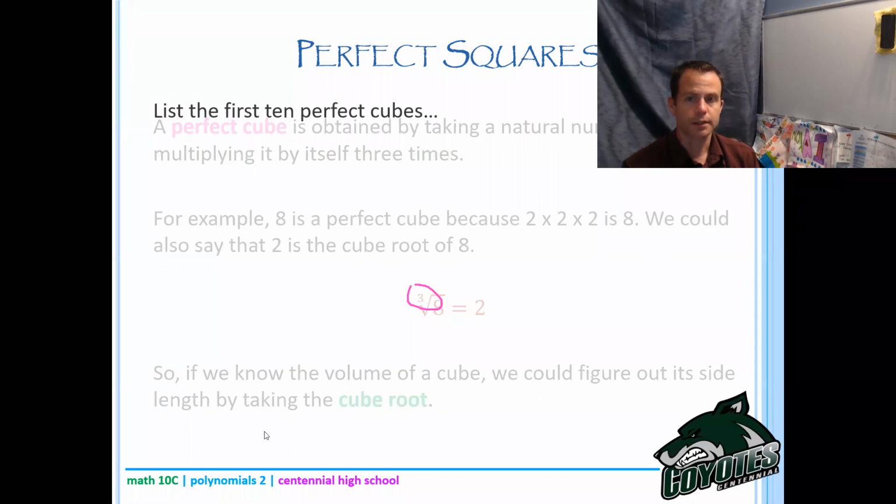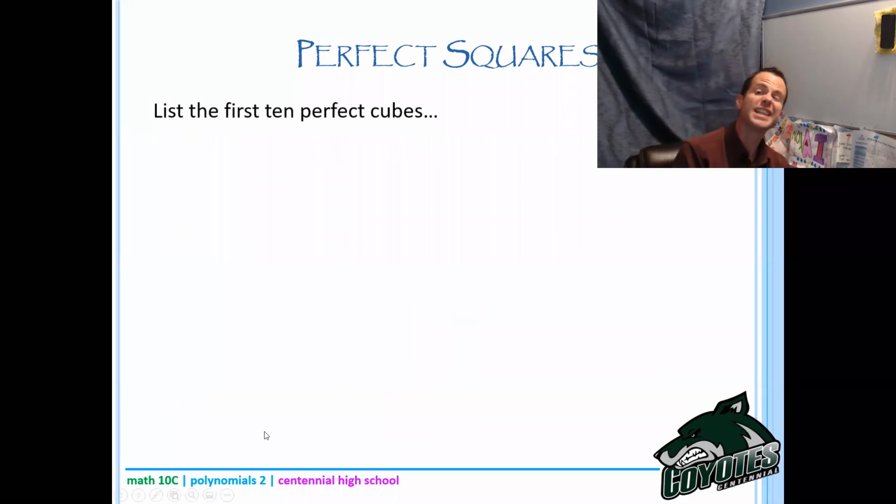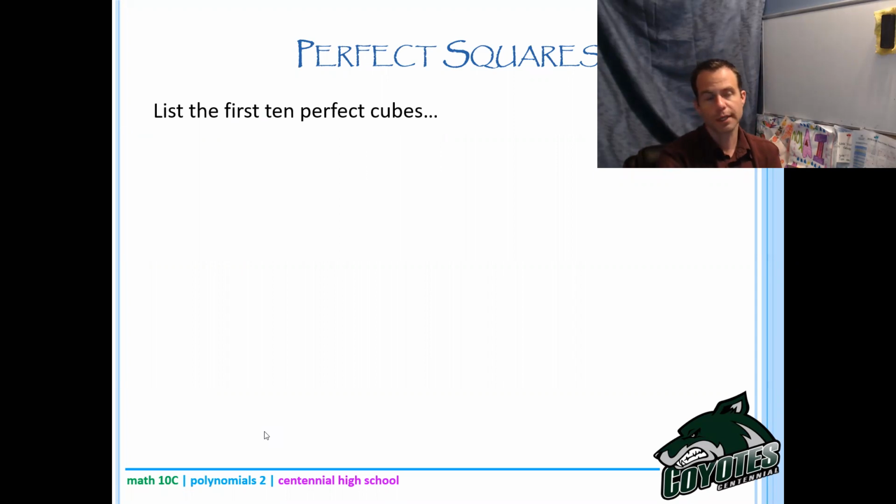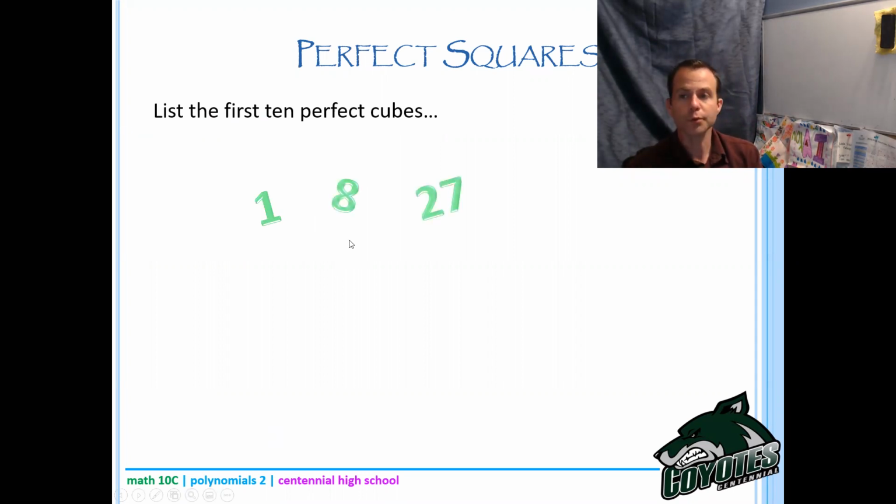All right. So I would like you to have memorized your first 10 perfect cubes. We don't need to go all the way to 15, but we should be able to go to the first 10. So 1 times 1 times 1 is 1. That one's pretty straightforward. 2 times 2 times 2 is 8. 3 times 3 times 3 is 27. 4 times 4 times 4 is 64. I'd hope you'd get those 4 at least fairly quickly.